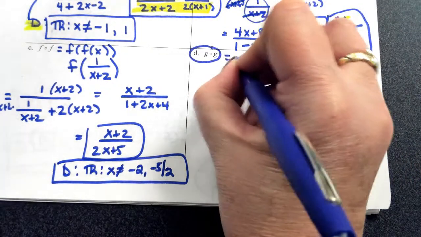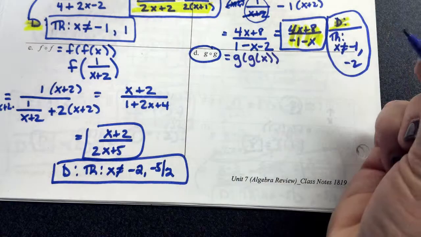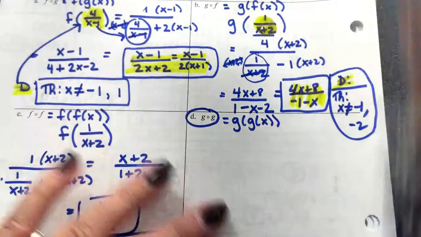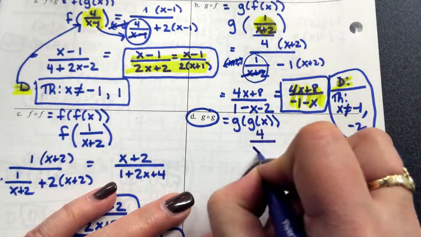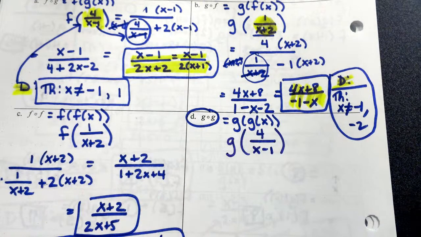So again, we're doing the composition of G. You're doing a composition with G of x. So we're going to take G of x, which is the 4 over x minus 1, and we're going to plug it into itself. See if you can find that composition and find the domain.